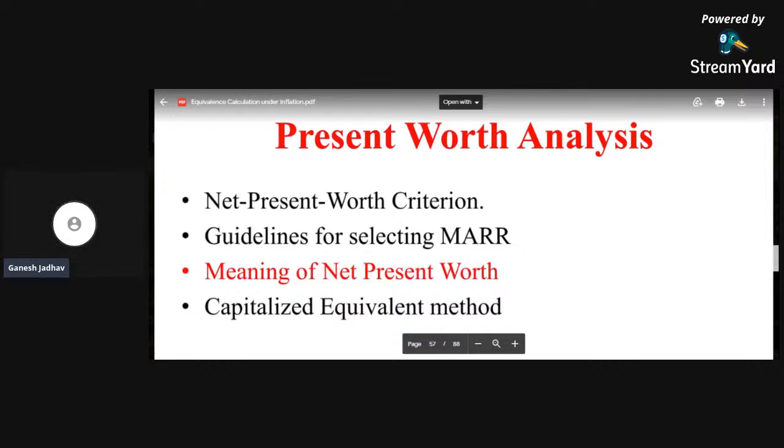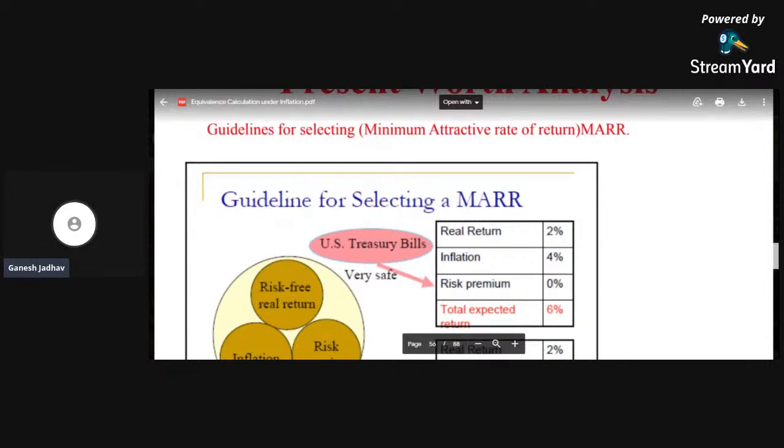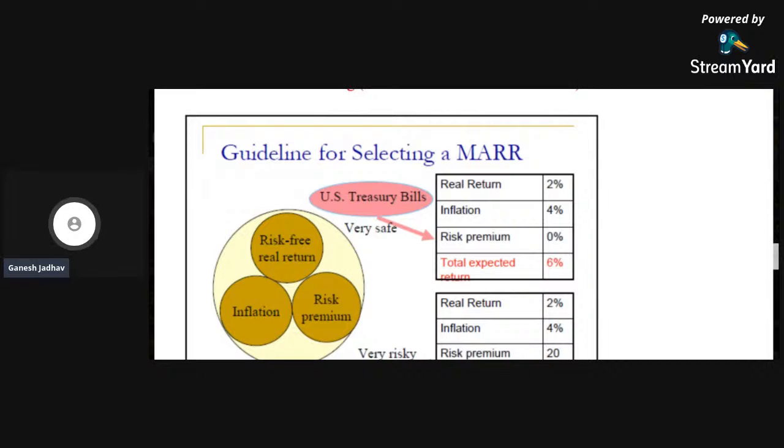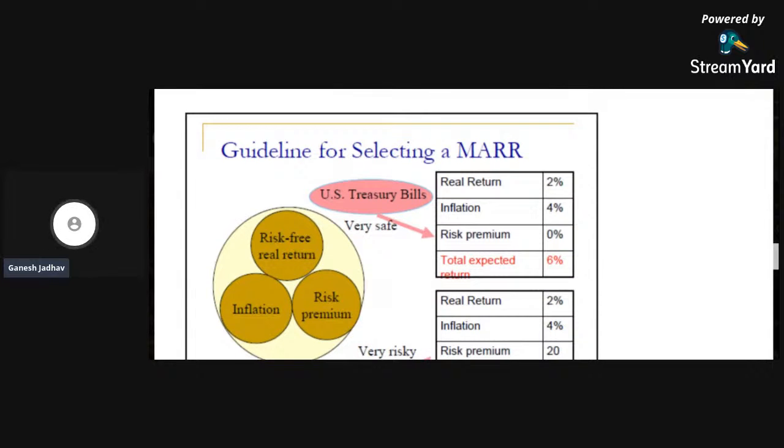So today we have seen the second part, that is Unit 5 of ISW. In the previous part we saw the guidelines for selecting MARR. So what is MARR? We can say that it is the minimum attractive rate of return. It is a risky operation whenever we select a minimum attractive rate of return. This is an example of the MARR, the minimum attractive rate of return.